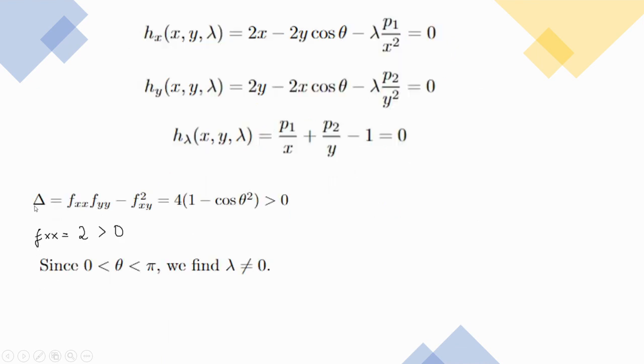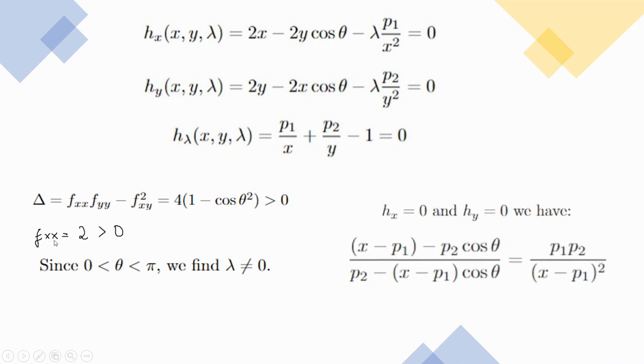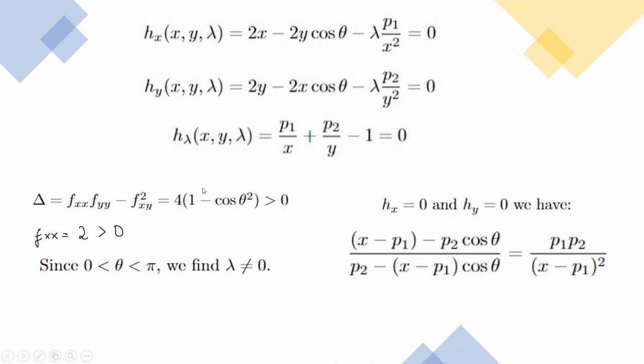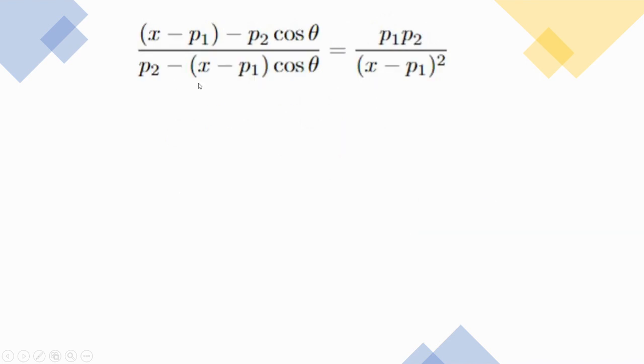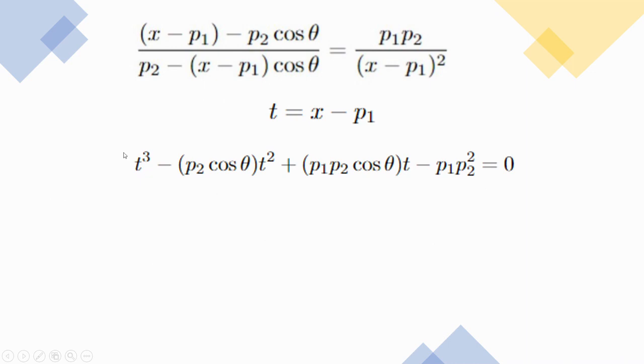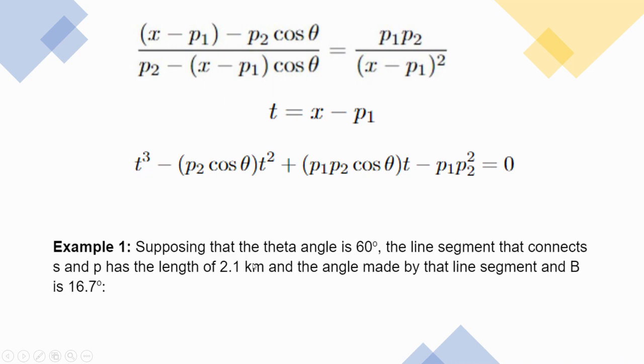Then applying the Lagrange method we have discussed, we have this. And by evaluating delta and the partial derivatives of f, I'll know that we get the minimum value in this case. So we have this equation, and let's call t equal to x minus p1, and we finally have this.